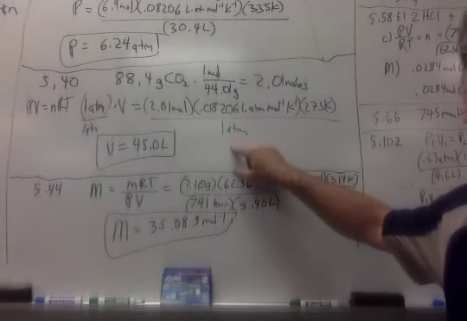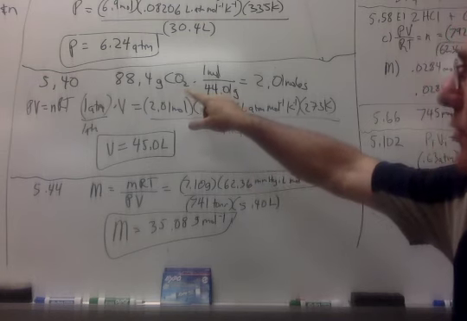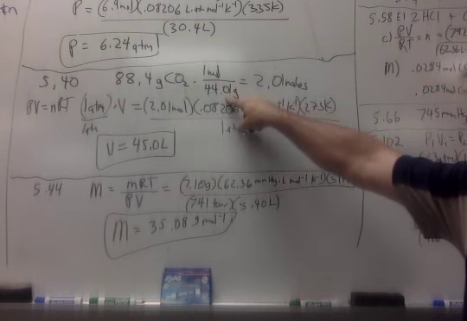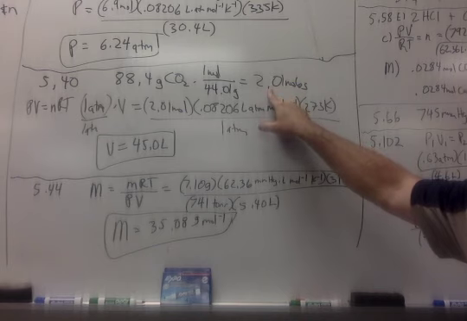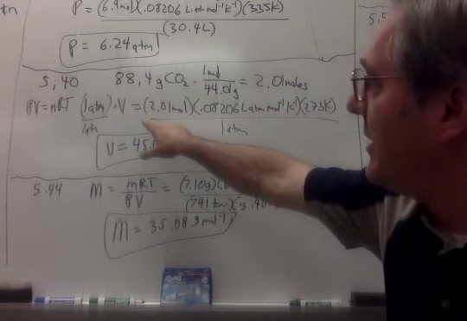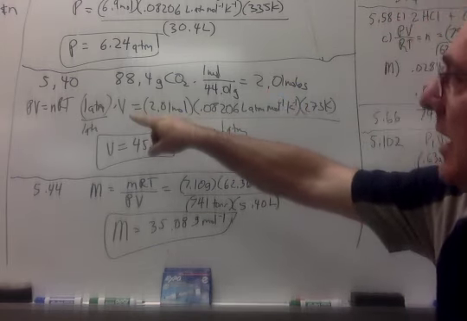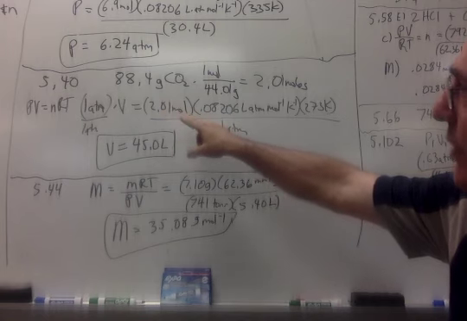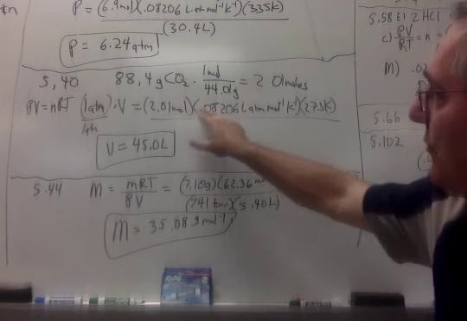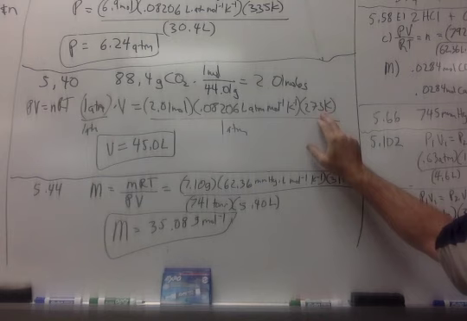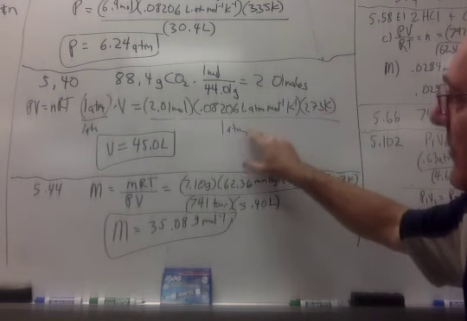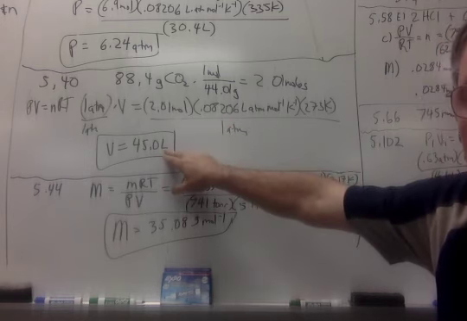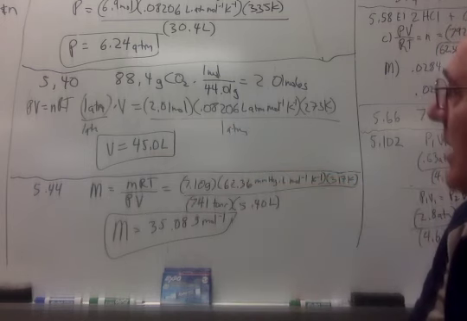5.40, we have 88.4 grams of carbon dioxide. Do a quick conversion to moles. That's 2.01 moles. Plug it into PV equals nRT. The problem says 1 atmosphere. Actually, it says standard temperature and pressure, so the pressure would be 1 atmosphere times volume equals the moles times R times standard temperature, which is 273 Kelvin. Divide both sides by 1 atmosphere, you get 45.0 liters as the volume of this gas.